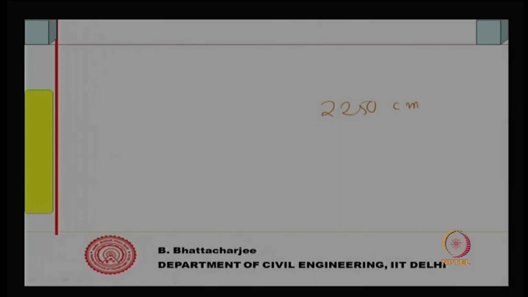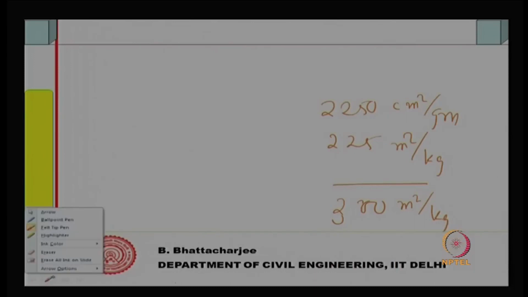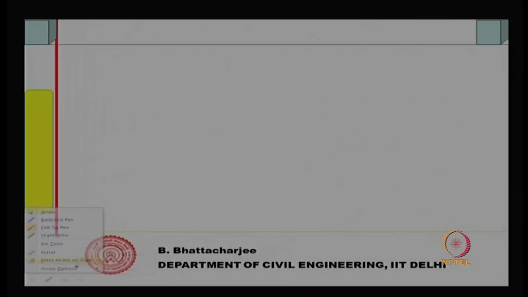Minimum specified for ordinary Portland cement is 225 centimeter square per gram minimum, or 225 meter square per kg, right. Most of the cements will have something close to 300 meter square per kg. So, most of the cements will have these values. We will come to this sometime later on.